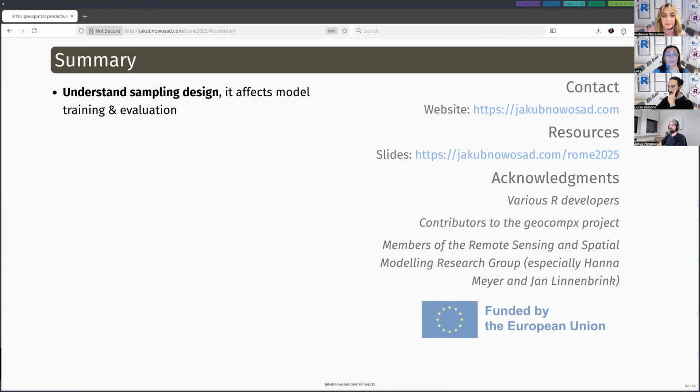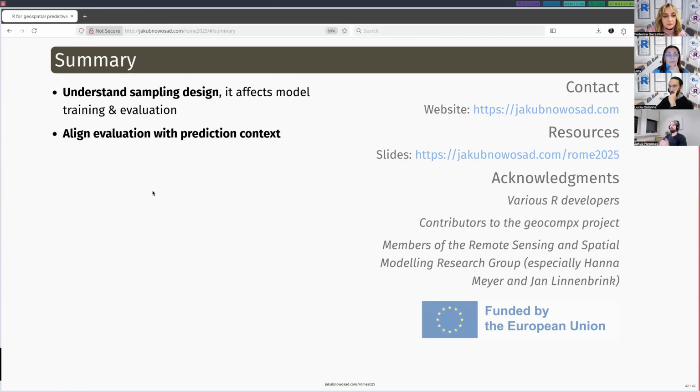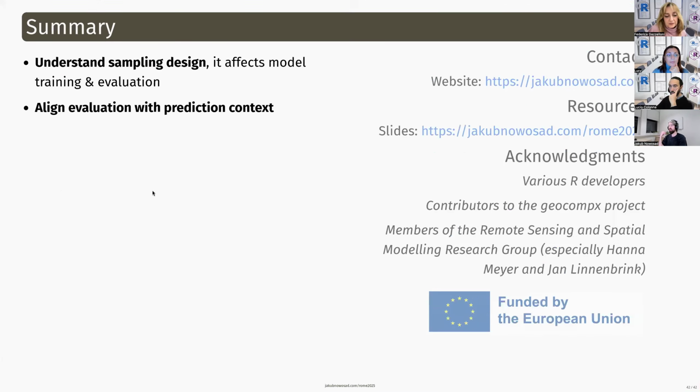Then another point, equally important, is about the proper evaluation. So we should think about our model evaluation in terms of the prediction. Do we want to predict in places that are similar to our place or very different? Do we want to predict to places that are close or very far away? And then there are different tools to help us with that.